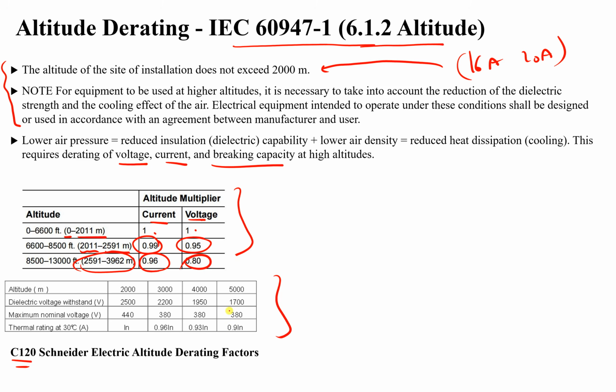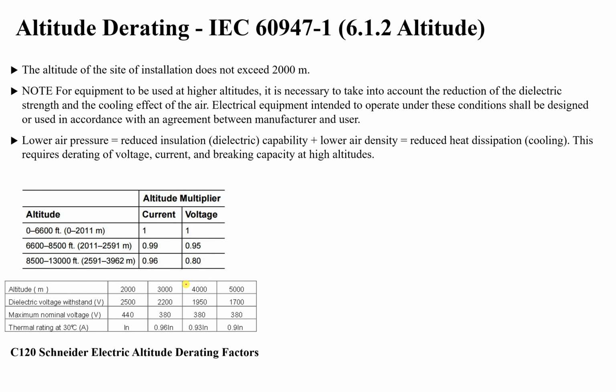Similarly, for this table, which gives us more values, you can see the dielectric voltage withstand. This is the maximum voltage it can withstand, up to 2500 volts, and as the altitude increases, you can see this value starts to go down. For the nominal operating voltage, the maximum operating voltage starts going down. For the nominal current, you will see that In will also start to go down as the altitude increases. So we have to take into consideration this factor.